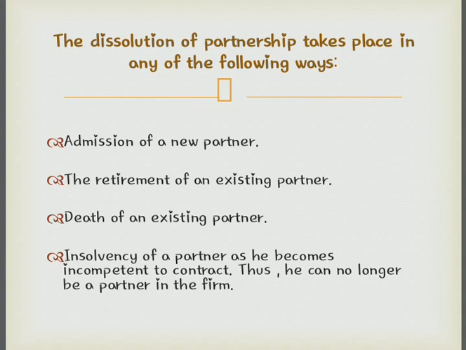In the next slide, we are going to discuss the dissolution of partnership, which takes place in any of the following. The first one is the admission of a new partner. Second one is the retirement of an existing partner. Third one is the death of an existing partner. Fourth one is insolvency of a partner, as he becomes incompetent to contract. Thus, he can no longer be a partner in the firm. Fifth one, on completion of a specific venture, in case the partnership was formed specifically for that particular venture, or on expiry of the period for which the partnership was formed.